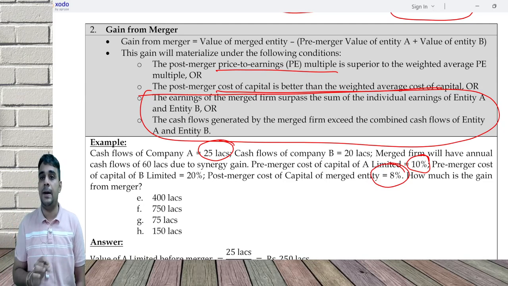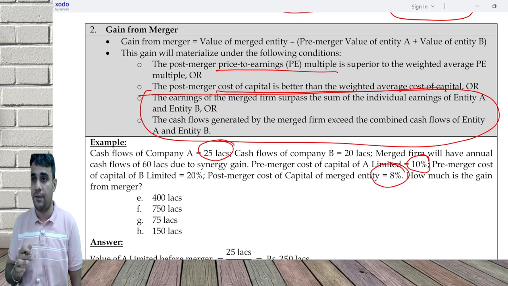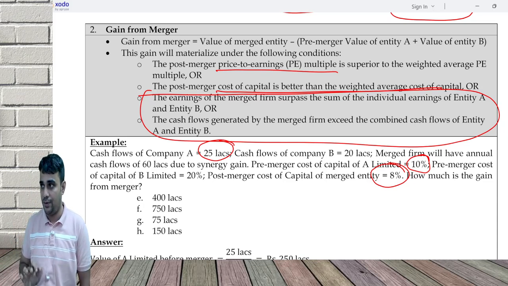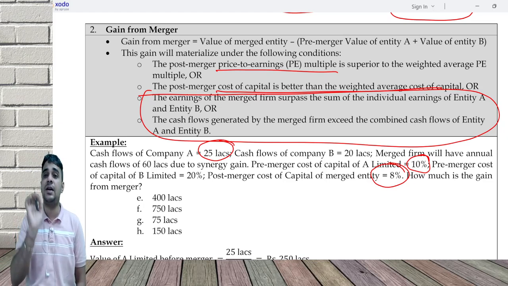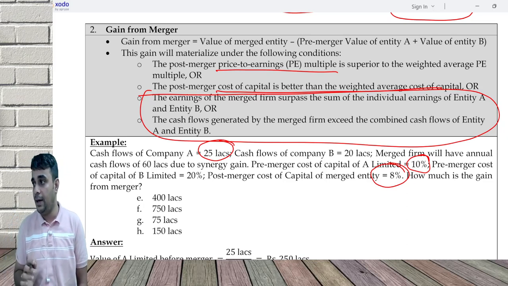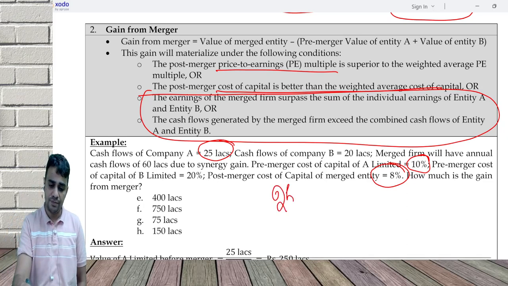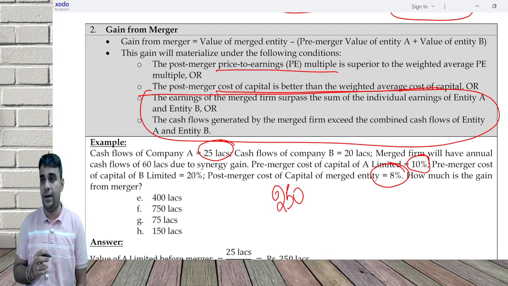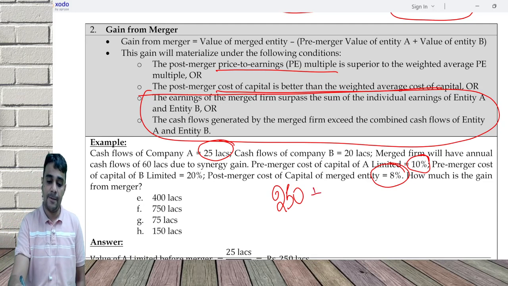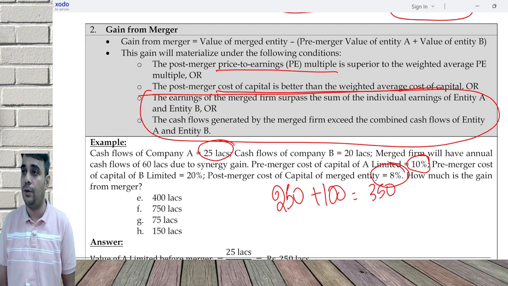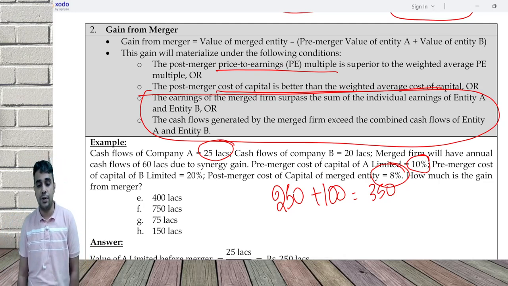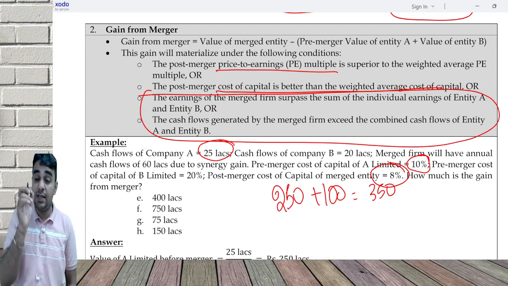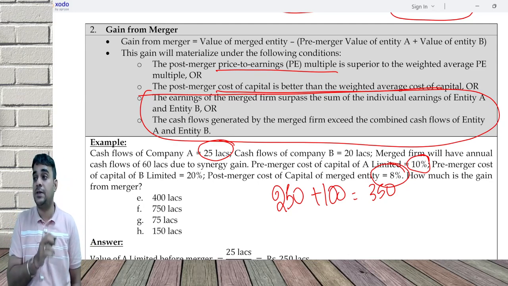The value of any company is cash flow divided by the cost of capital. That's Gordon's formula we discussed in share valuation. So the first company value is 25 lakh divided by 10%, which is 250. Second company, 20 lakh divided by 20%, which is 100. Put together it will not be 350, it is going to be more. How is it going to be more? The merged cash flow is 60 lakh, and 8%. 60 by 8 is how much?